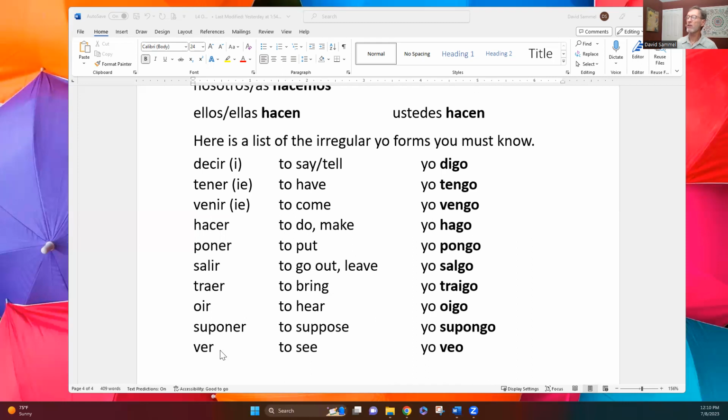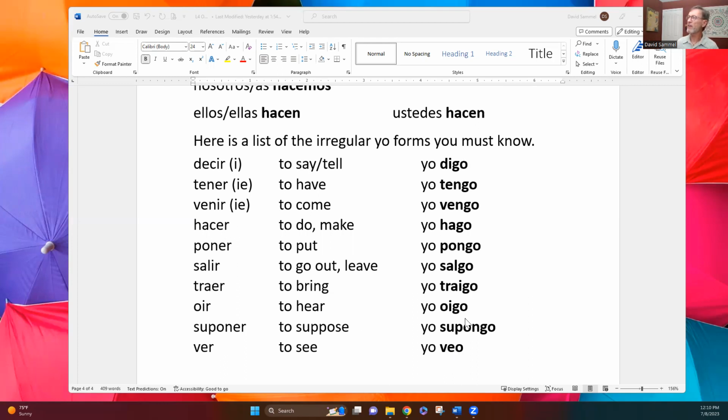And our last one is the verb ver, veo, which doesn't look that irregular, does it? But here's the deal. To conjugate this verb normally, you would drop off the ER and you'd have a V. You add your O for the yo form, you get vo. But nobody says vo, we say veo. So technically, it's irregular, but it's not real hard to remember because it just sounds right to say yo veo.